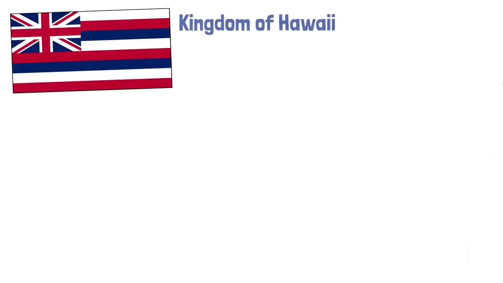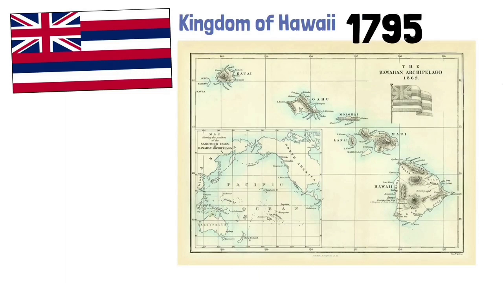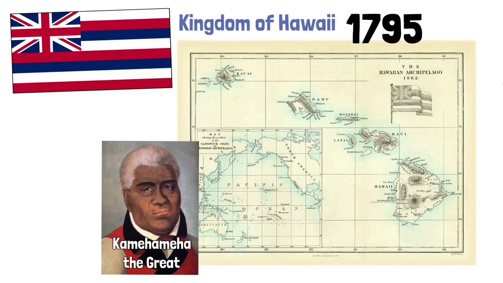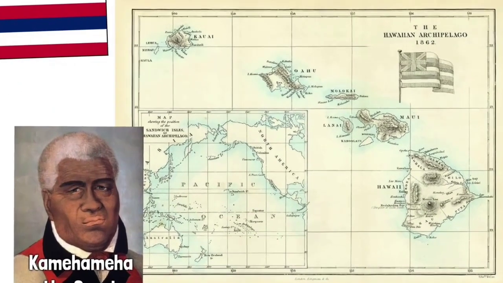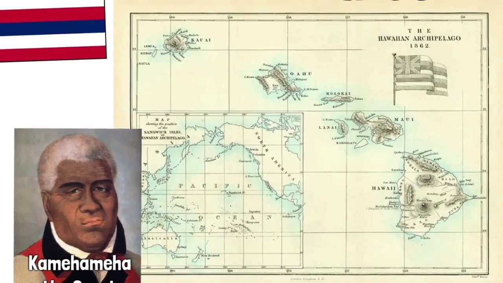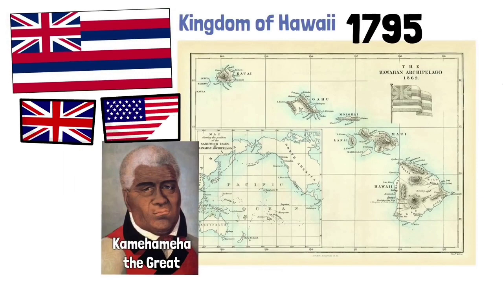And finally, the Kingdom of Hawaii. The Hawaiian Kingdom was a sovereign state located in the Hawaiian archipelago. It was formed in 1795 when the warrior chief Kamehameha the Great of the independent island of Hawaii conquered the surrounding independent islands. The kingdom won recognition from the major European powers and even used the British and American flags as inspiration for their national flag, which is today the state flag of Hawaii.